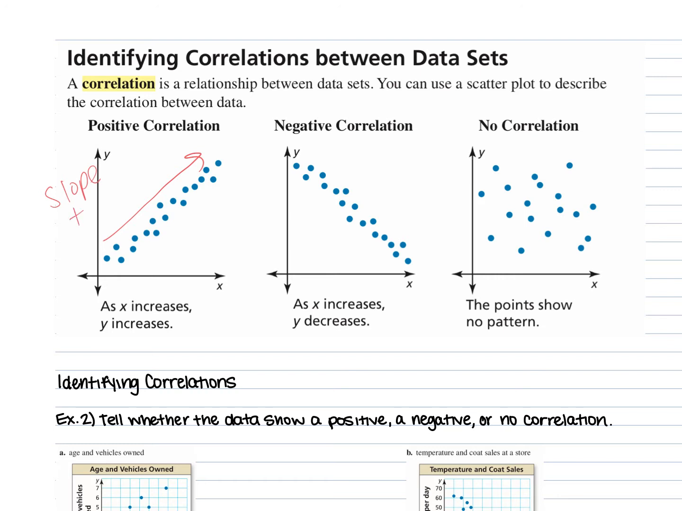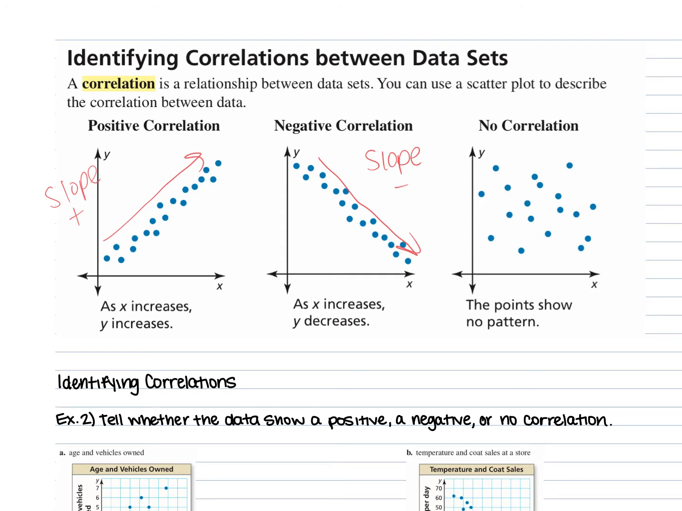Now, a negative correlation says, as one variable increases, so as we move from left to right, as x increases, your y values are now decreasing. So, in other words, as we move left to right, our graph is going down. Do you guys see that? What kind of slope does this guy have? A negative slope. So write that your slope is negative.